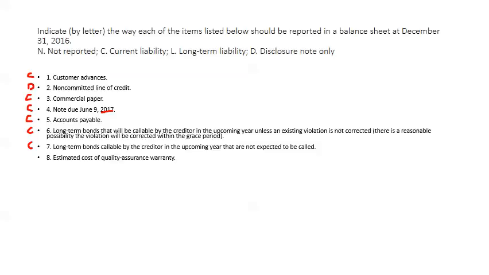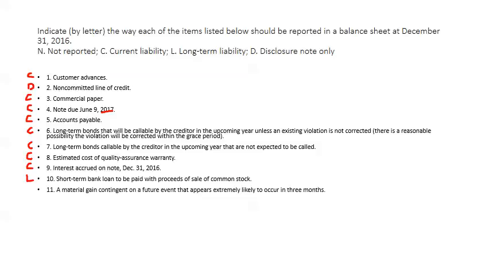And then next is the estimated cost of quality assurance. Almost always that's your regular warranty, and we said in class that we almost always are going to accrue, even though that's a contingency. It almost always meets the probable and reasonably estimated criteria. Interest accrued on the note on December 31st, 2016. That is a current liability. Short-term bank loan to be paid with proceeds of the sale of common stock. Well, since common stock is long term, that's that refinancing thing that we talked about, and since that is going to be refinanced with something long term, then therefore that's going to be recorded as a long term liability at this point.